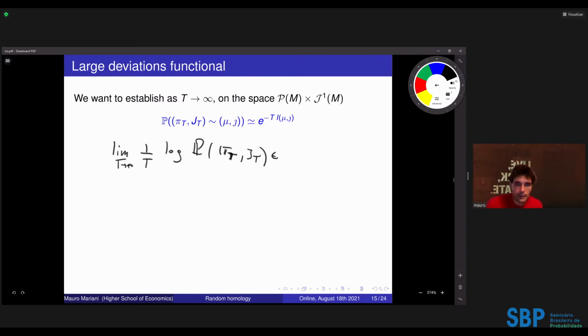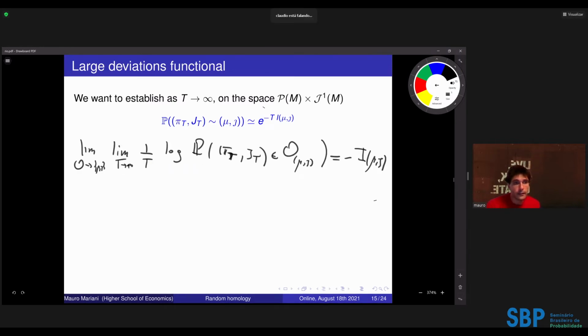So if I take a look at the probability that PTJT is in the neighborhood of a given point mu, j, then this limit, once I take this neighborhood smaller and smaller around mu, j, goes as minus I of mu, j. If you take the logarithm, 1 over t, and then being in a neighborhood, that's this informal writing. That's what it means.